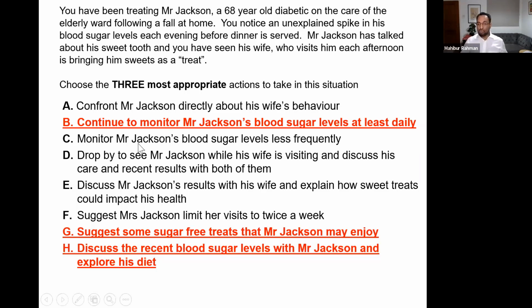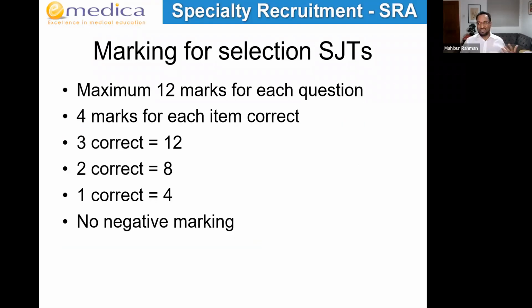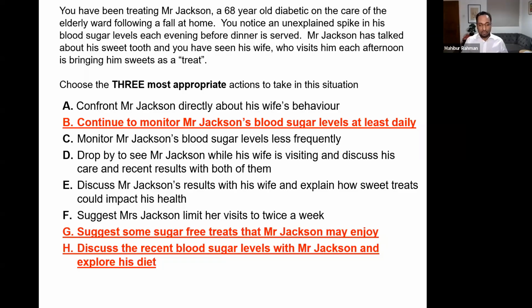If you had any 2 right, you get 8 marks. Any 1 right, you get 4 marks, okay? You didn't get any right, you get no marks, all right? So essentially 4 marks for each of these 3 that you got right. So you had all 3, you get 12.